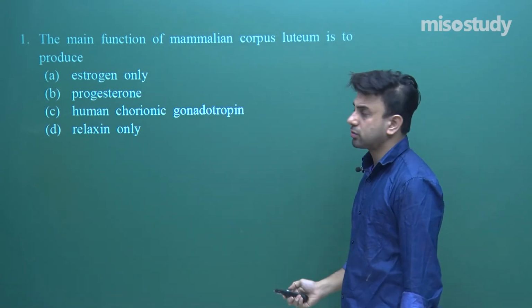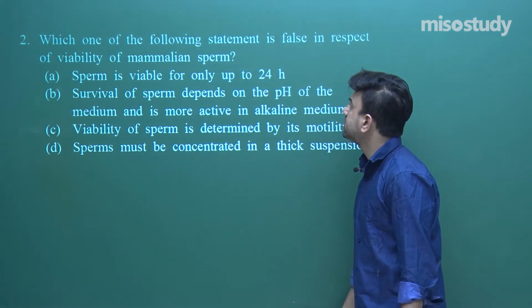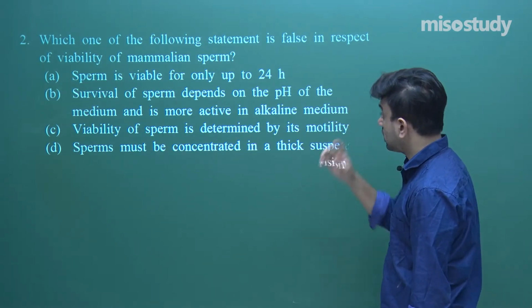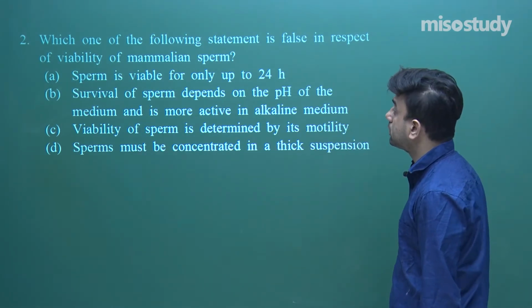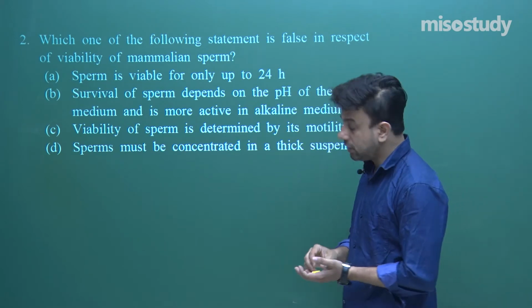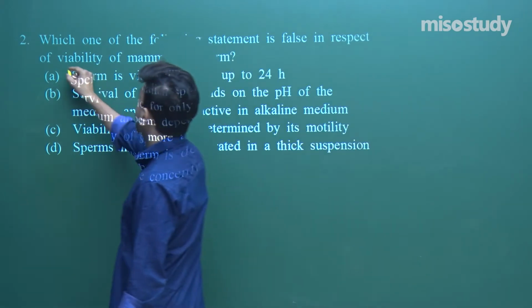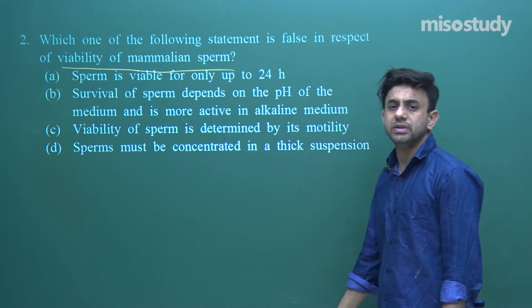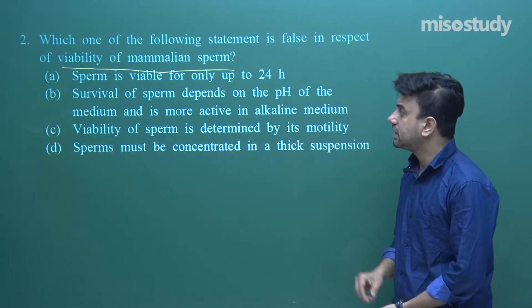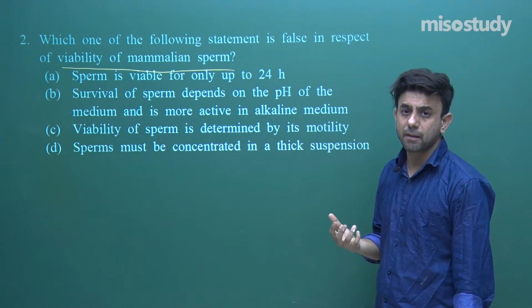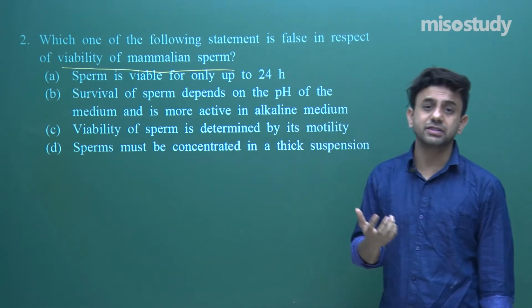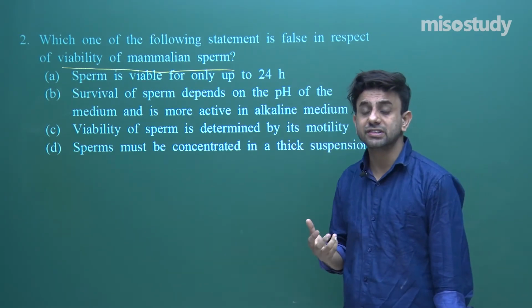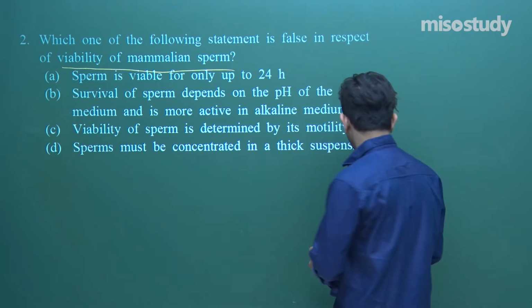Let us move on to the next question. Which one of the following statements is false in respect of viability of the mammalian sperm? Now, what do you mean by the viability? It is talking about the viability of the mammalian sperm. Viability is the capacity of the sperm to fertilize an egg, right?